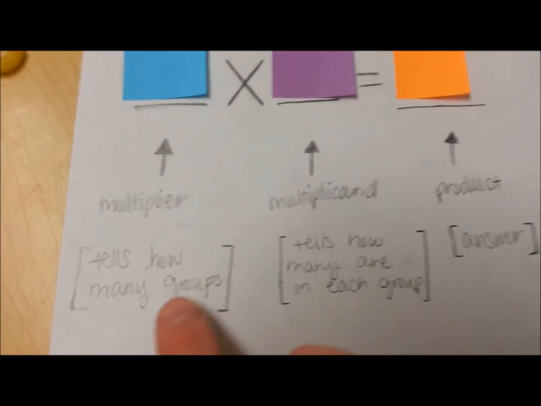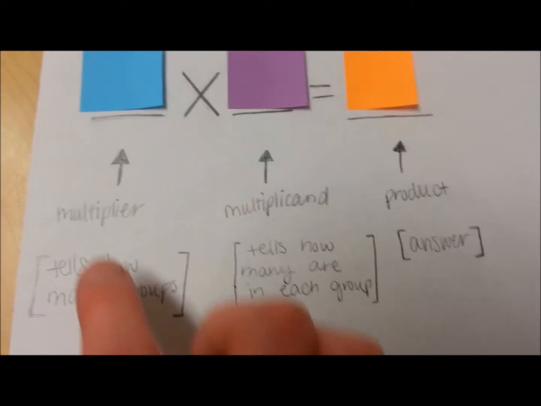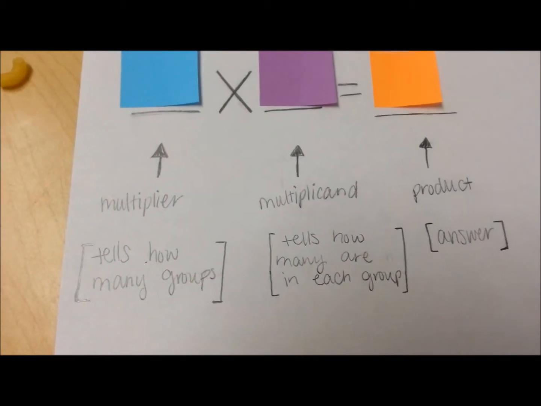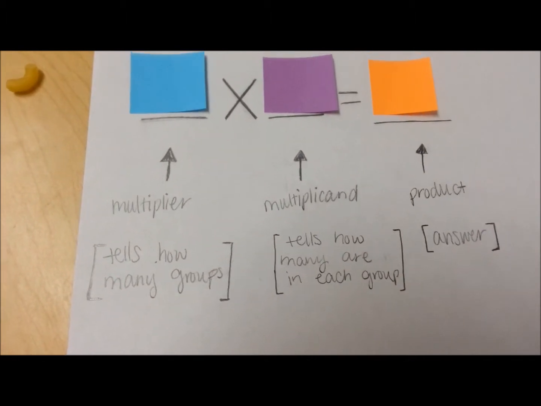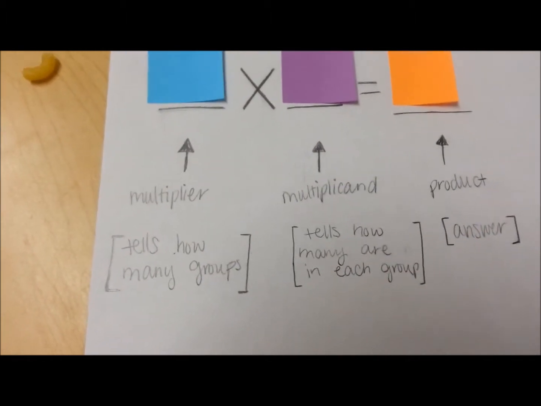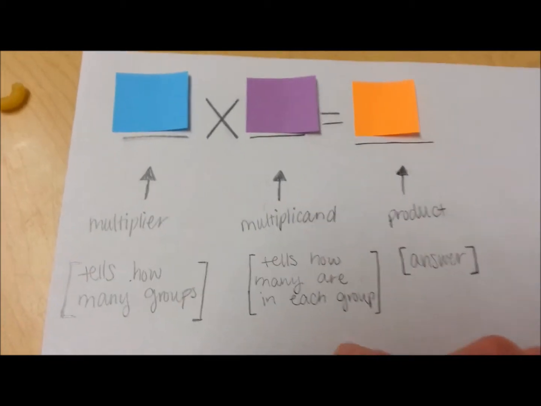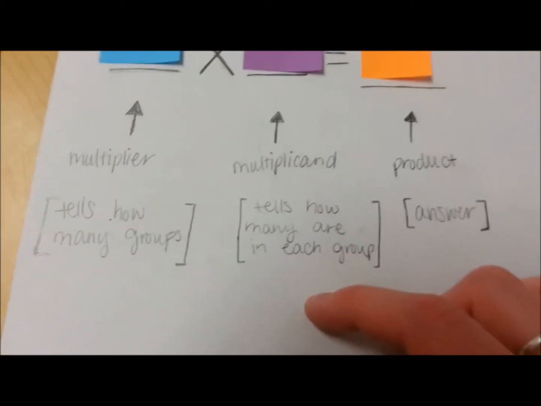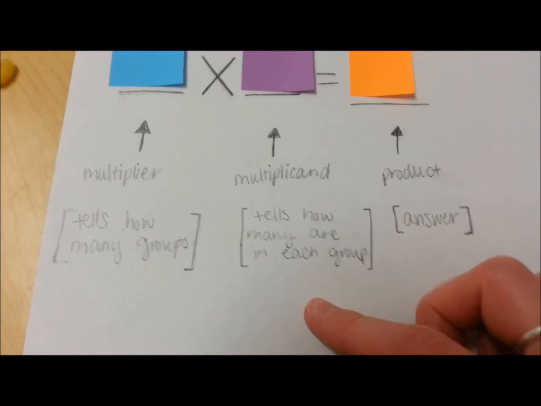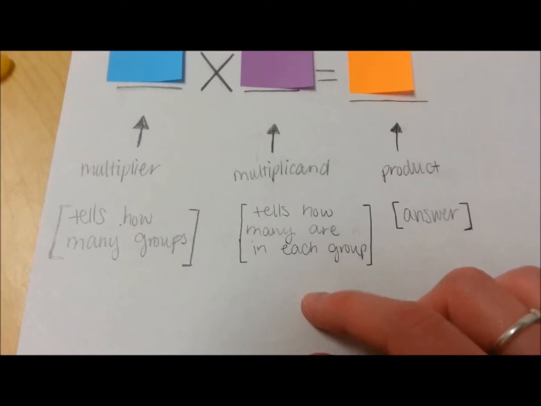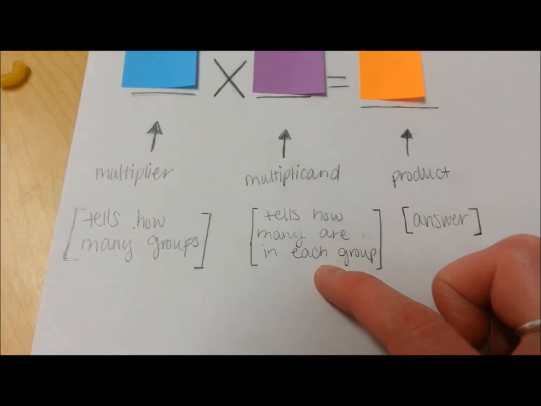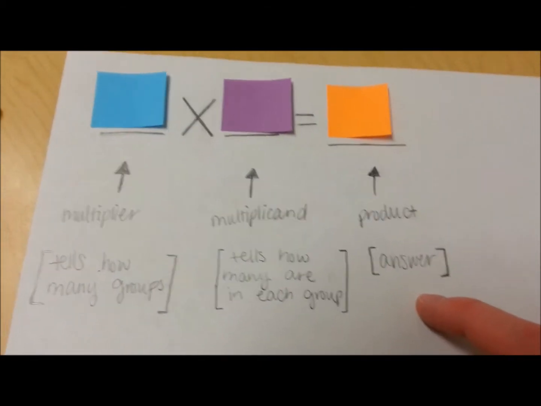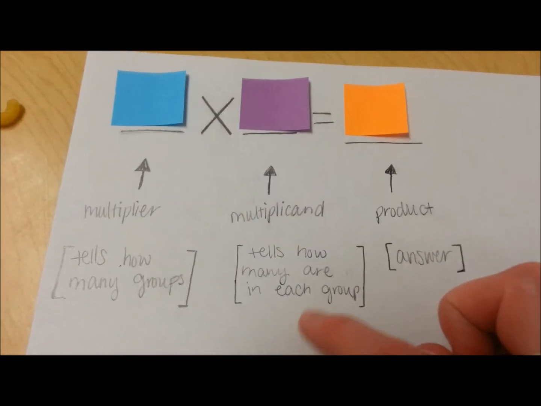The first part is the first number. Its name is the multiplier. This number tells how many groups the problem is telling us that we have. The second number is called the multiplicand. This number tells us how many objects or things there are in each of the groups. And then the product is the answer of the 2 numbers multiplied together.